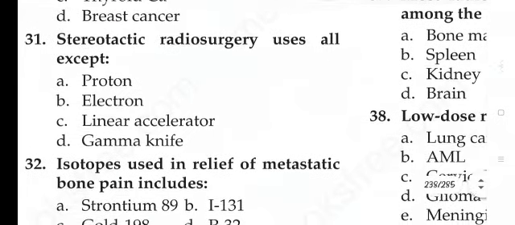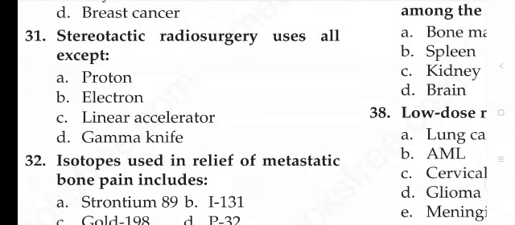Next question, stereotactic radiosurgery uses all except. Options are option A proton, option B electron, option C linear accelerator, and option D is gamma knife. So the answer of this question is option B, that is electron.